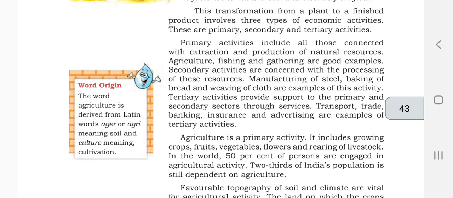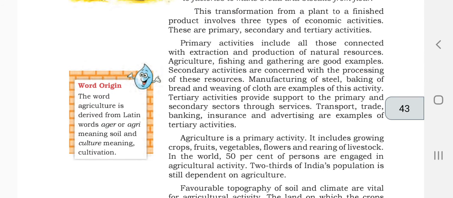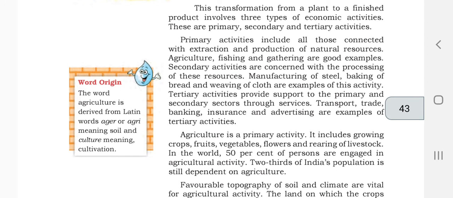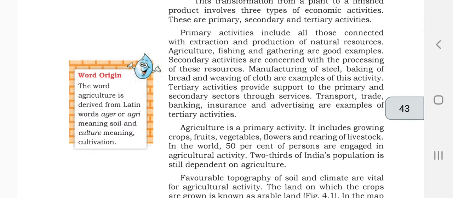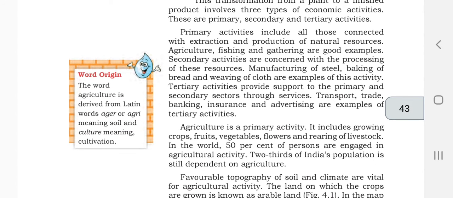Then secondary activities are concerned with the processing of these resources. Manufacturing of steel, baking of bread and weaving of clothes are examples of these activities. The produce comes from the farm, then it is processed in the factories, and only then do we get baked bread, steel, clothes and all the manufactured things. That is the second process, where it comes to the factory and gets its final result.